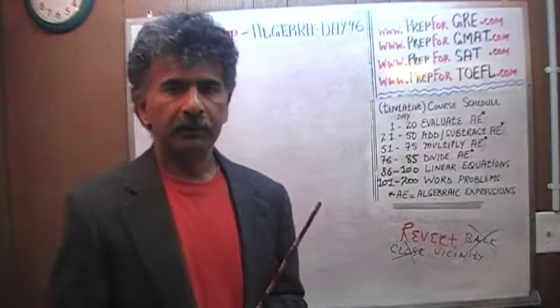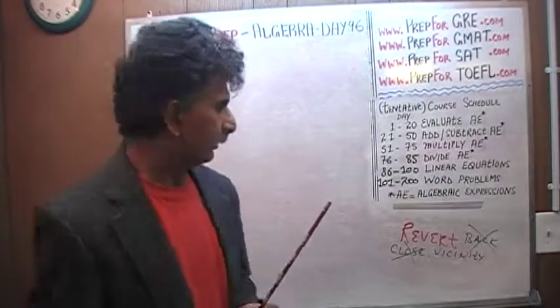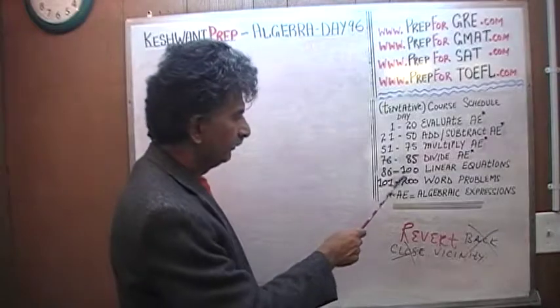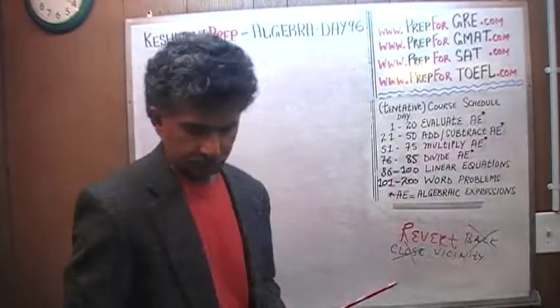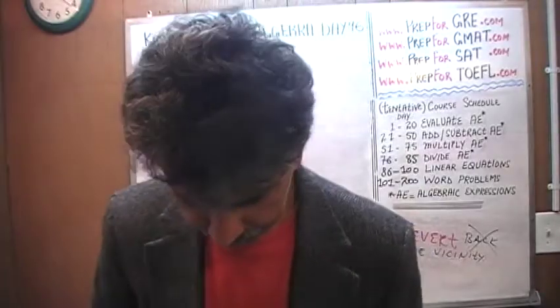Today is our lesson number 96. We are right here at this stage in the game. Lesson number 96, we are learning how to solve linear equations. Let's see what we have for today.